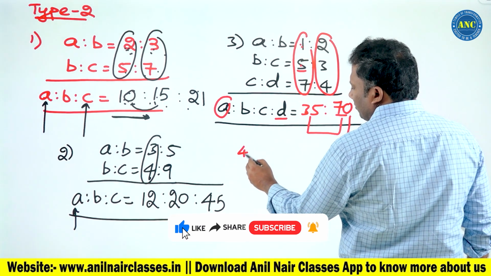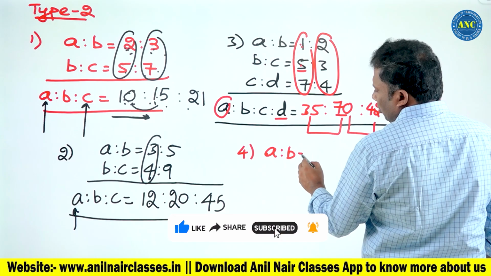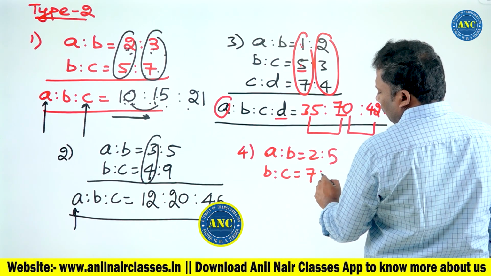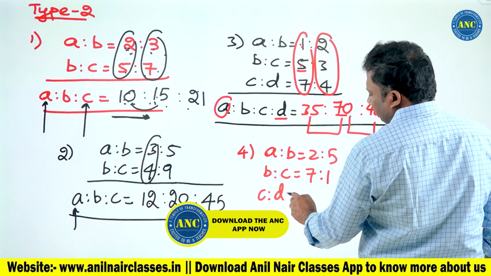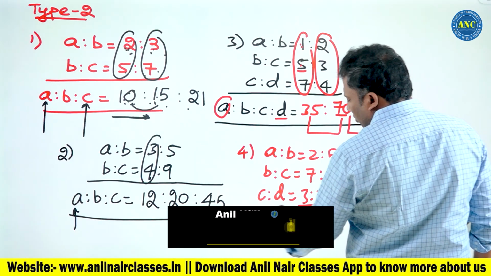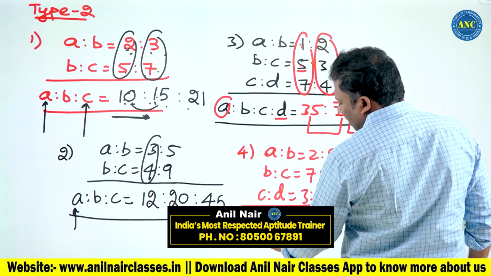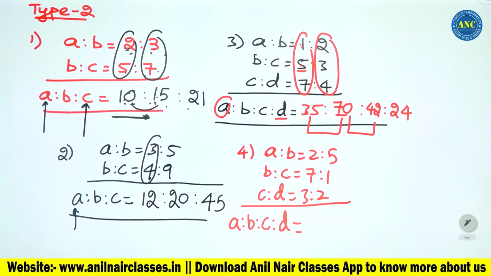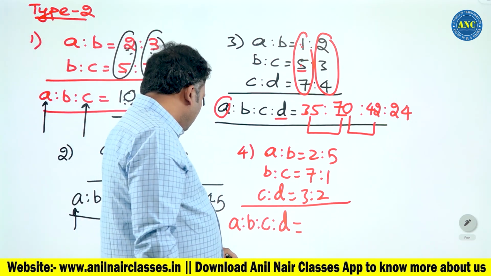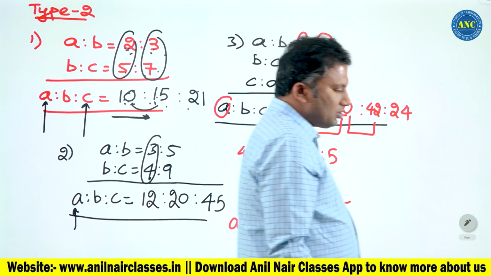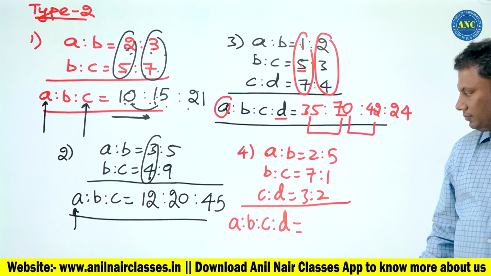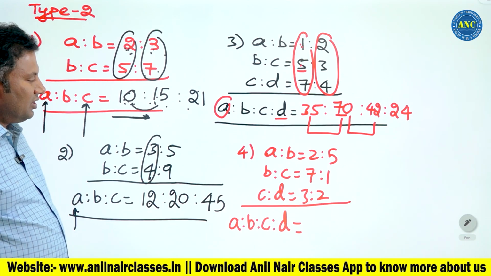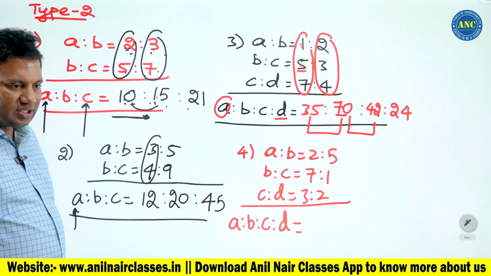One practice question. A is to B is 2 is to 5. B is to C is 7 is to 1. C is to D is 3 is to 2. Try to solve: A is to B is to C is to D. Try to solve it. A is to B, 2 is to 5. B is to C, 7 is to 1. C is to D, 3 is to 2. What is the answer?